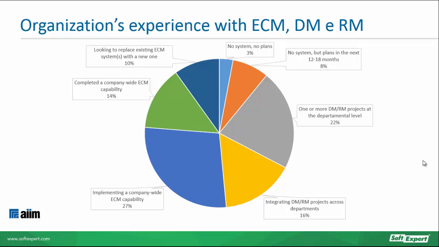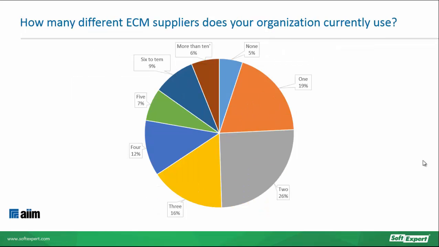Okay, almost half of respondents don't have applications, are planning to have them, or have applications but not at a corporate level. So it's important information. The next question, how many different ECM suppliers does your organization currently use? Surprisingly, more than half of respondents answered they have 3 or more ECM suppliers.